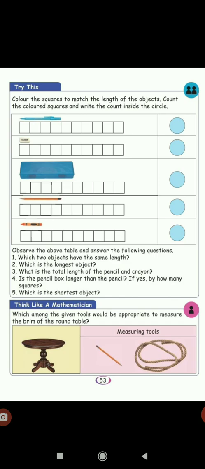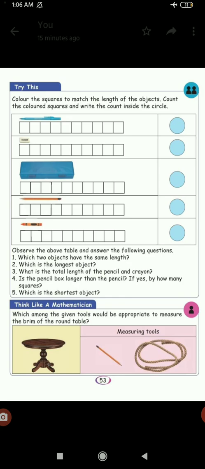Is the pencil box longer than the pencil? Yes, the pencil box is longer than the pencil. By how many squares? 1 square. The pencil is 4 squares. The pencil box is 5 squares. So it is one more square. Okay. Which is the shortest object? Eraser. Okay, next.